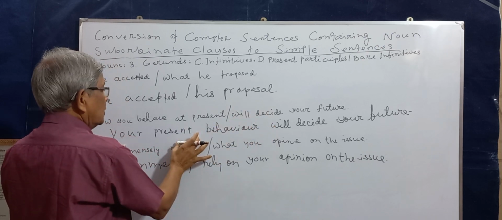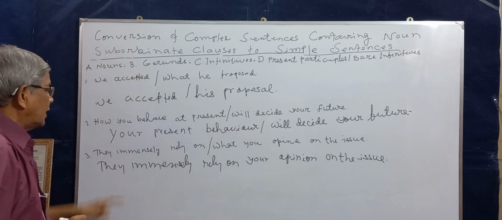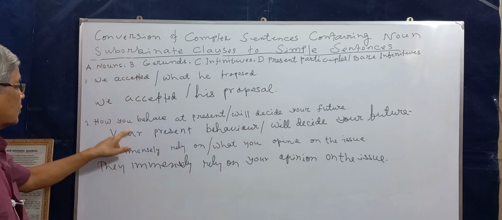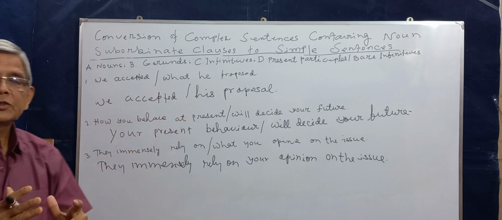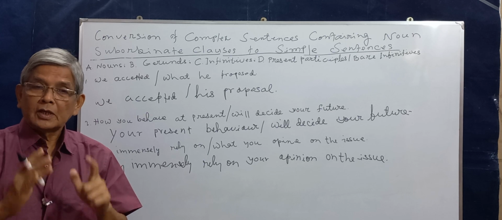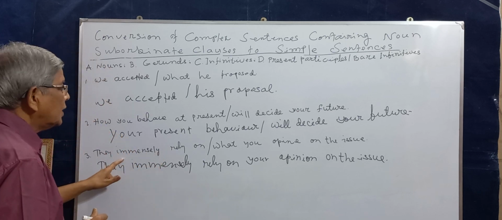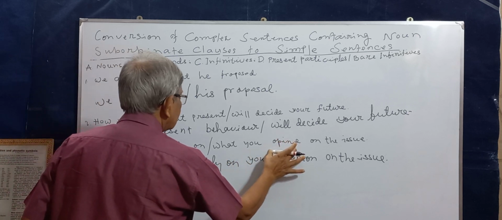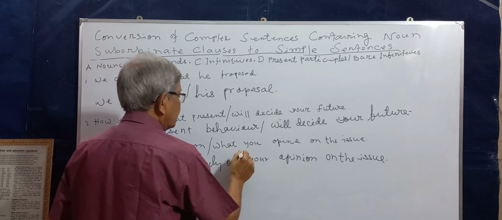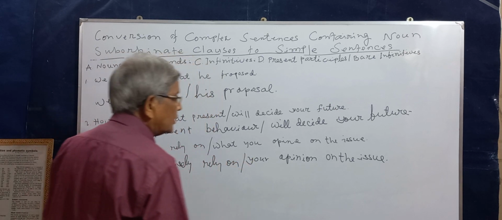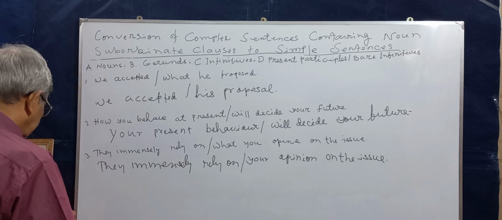Here, the subordinate clause is the subject of the finite verb of the principal clause. Here, too, the phrase, your present behavior. The clause turns into the phrase, and naturally, the sentence turns into a simple one from a complex one. Here, this one is the clause, the object of the preposition on. Here, the phrase, your opinion on the issue, is the object of the same preposition.